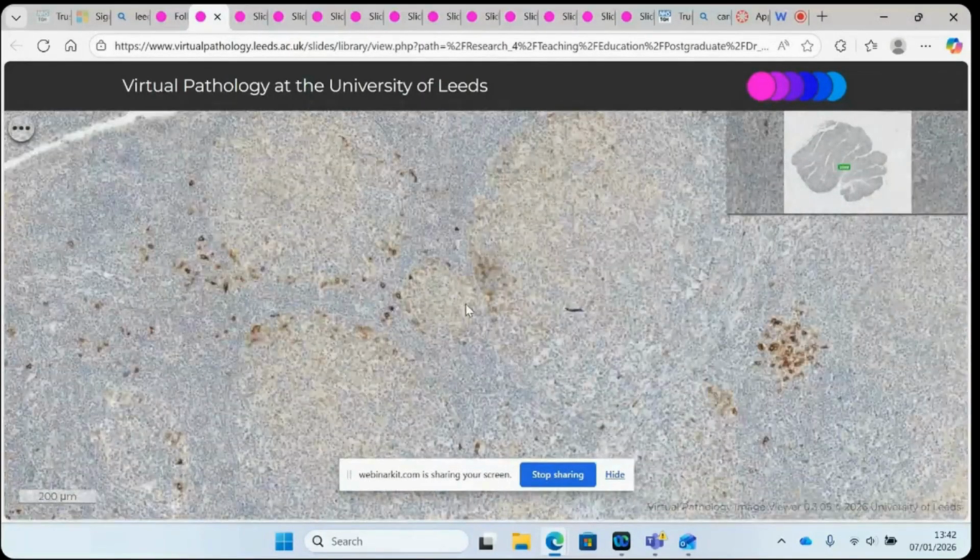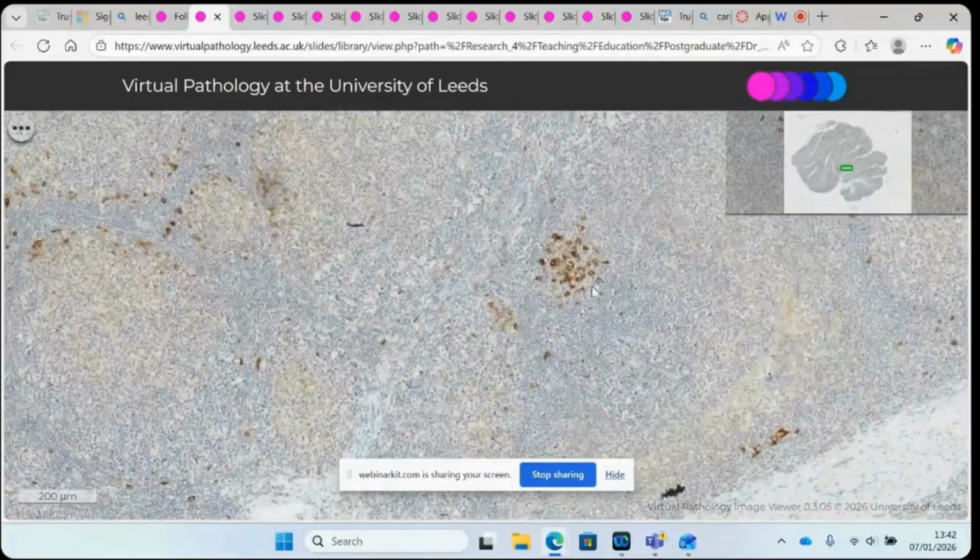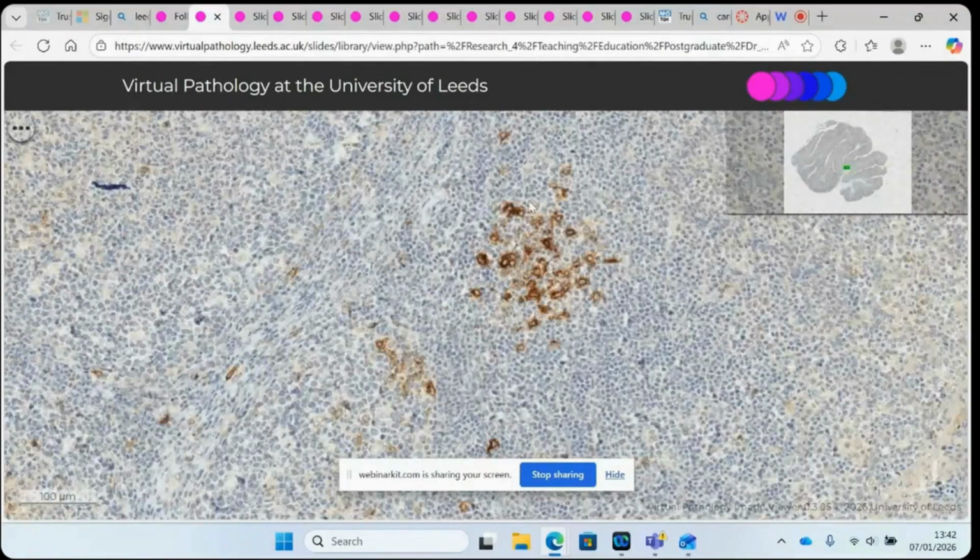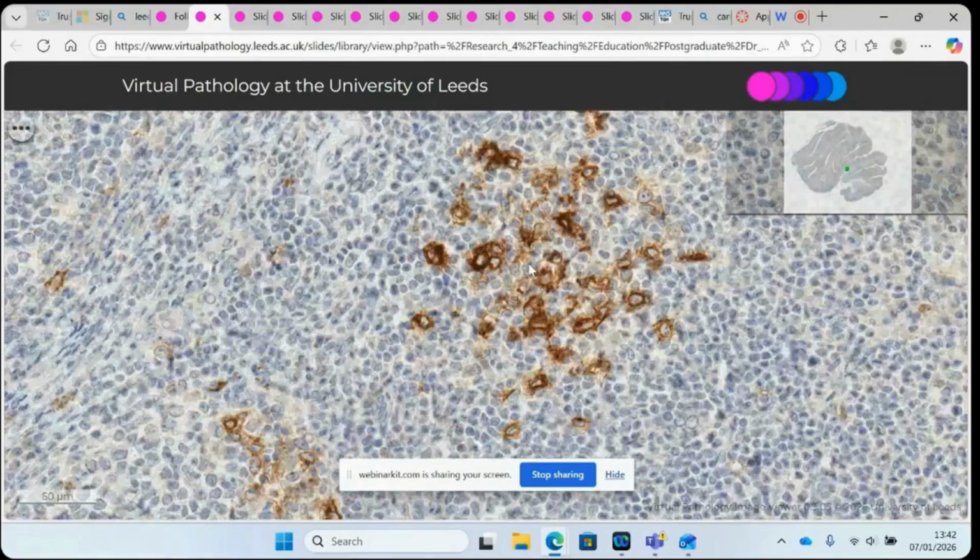So if you look at this case here, you've got a population of CD30 positive cells there, in an interfollicular area. And then you've got follicular hyperplasia outside it. So you've clearly got reactive activated cells, which are therefore CD30 positive in the interfollicular areas.